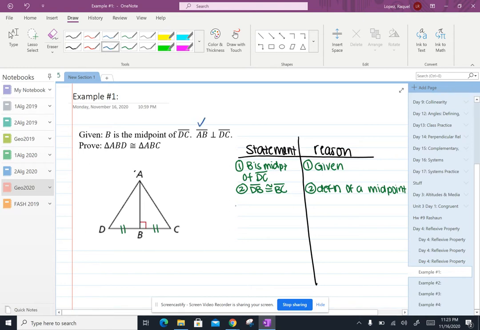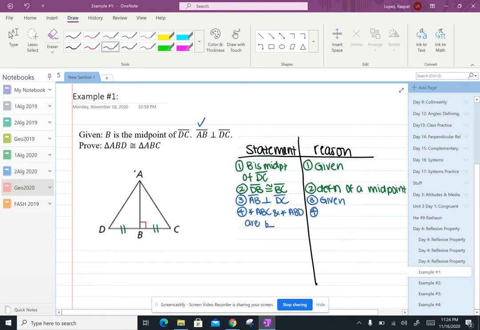Okay, so once we've got that information, we can go ahead and write down our other given, which is this part, that AB is perpendicular to DC. So AB is perpendicular to DC. For 3, that would be given. Okay, so now some things that we can write from that is we can say that angle ABC and angle ABD are right.